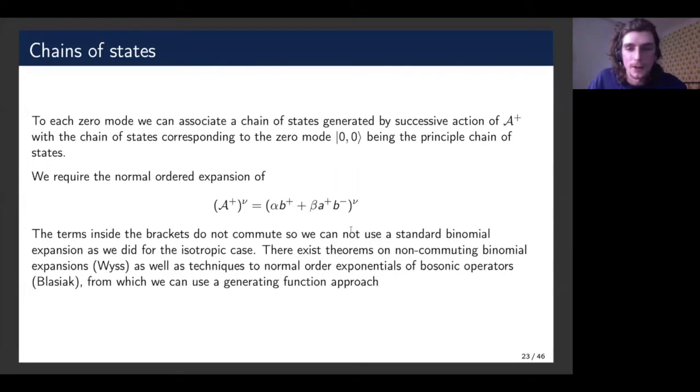And there exist theorems on non-commuting binomial expansions, as well as normal ordering of the exponentials of bosonic operators, from which we can define a generating function. So there are equivalent ways of doing this. Another thing worth mentioning about choosing the simplest form of A plus: this problem is considerably harder when the commutation relation between X and Y is more complicated, since finding a normal ordered expansion of the nth power of this operator is considerably more difficult. But nevertheless, for this operator, we can find a nice closed form.